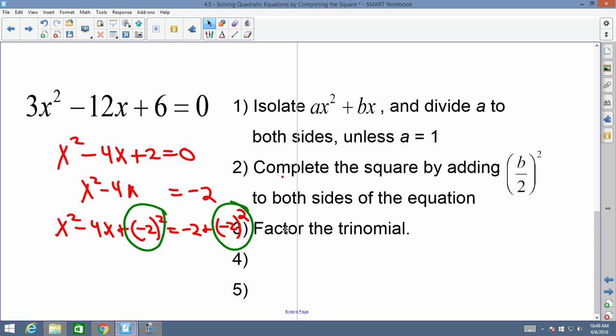Now let's factor the trinomial. Okay, we already learned how to do this. Take my first x squared, and it's x. And now I add the b over 2. Not the b over 2 squared, because that would be 4, but just the inside part, just the b over 2. So that would be (x minus 2) squared equals negative 2 plus 4, which is 2.